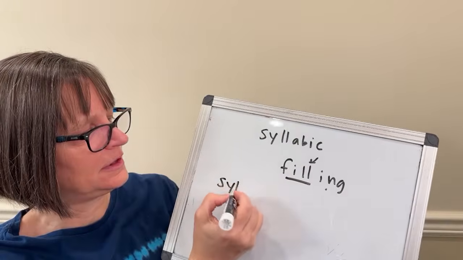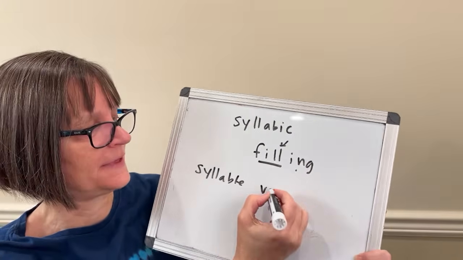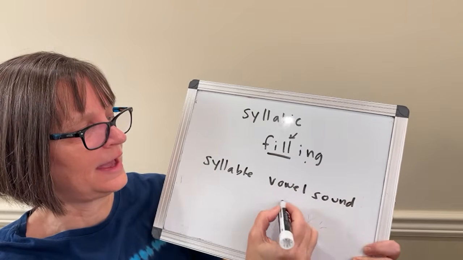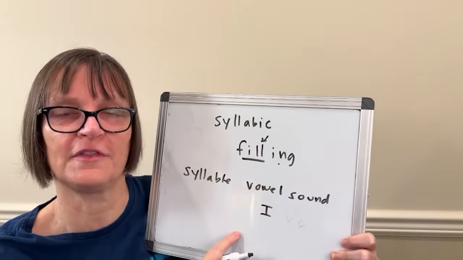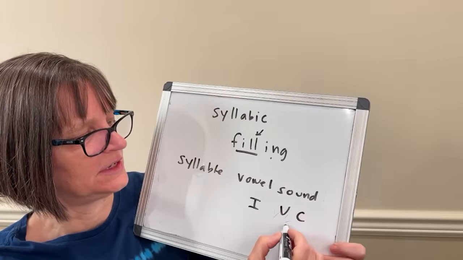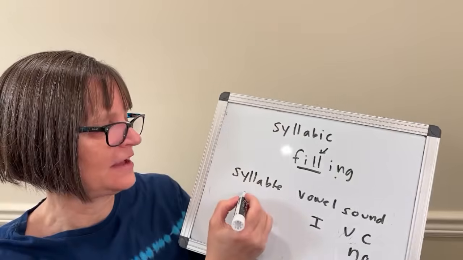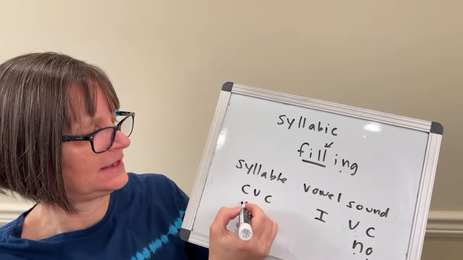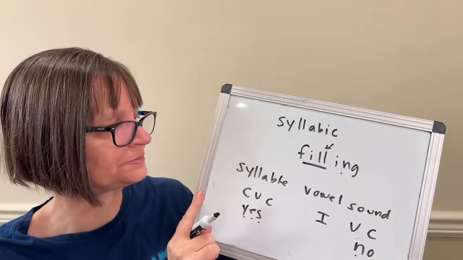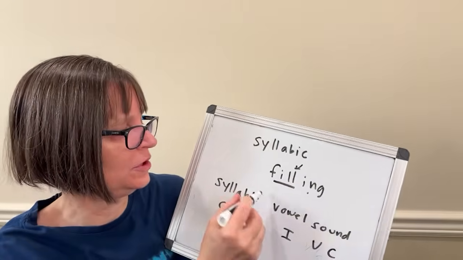A syllable always has to have a vowel sound at a minimum. For example, the word I is a one-syllable word, and it has the vowel sound I. It can also have a vowel plus a consonant, like no, one consonant sound and one vowel sound. It can have a consonant, vowel, and consonant, like yes, y, s, three sounds and one syllable.